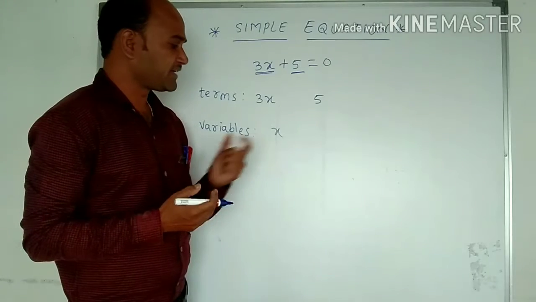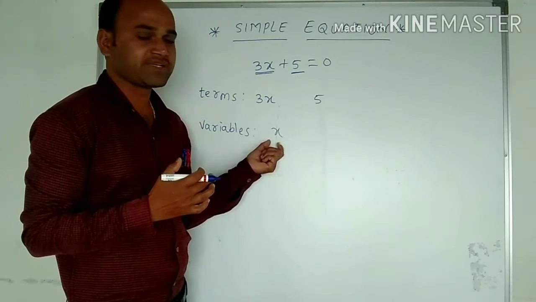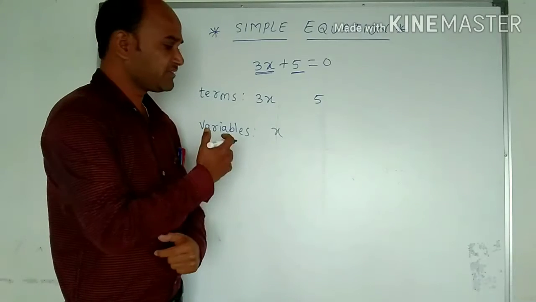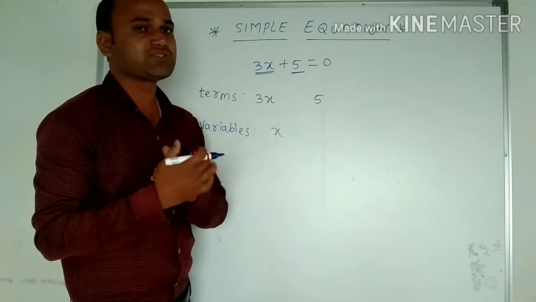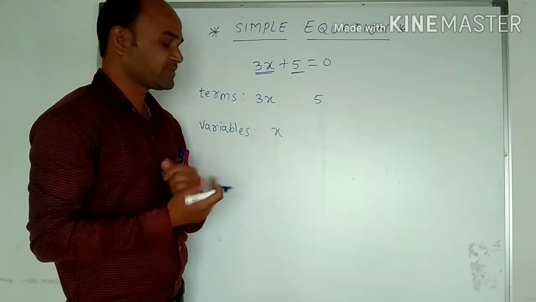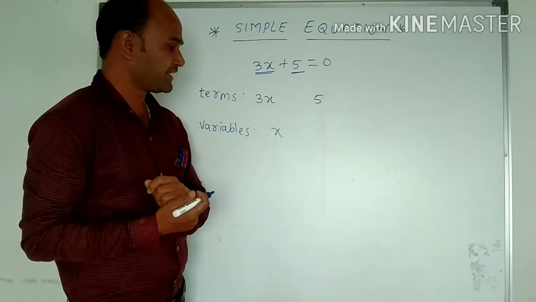Variables means they always change. The value of x always changes. Not only the value of x, the value of any variable will always change. So all these alphabets are called variables.